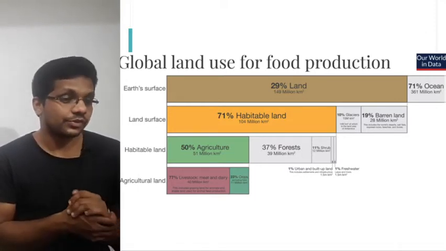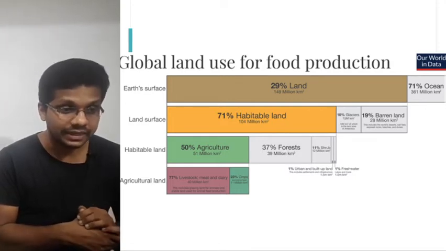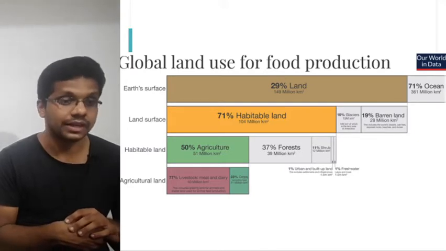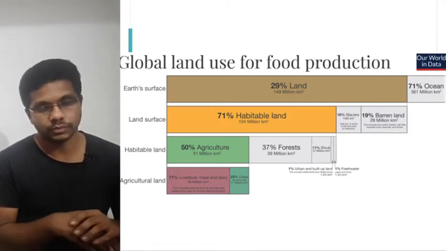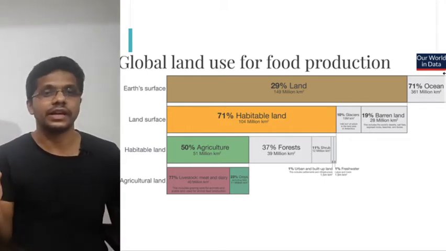Out of this 50% of agricultural land, 77% we are using for livestock, meat, and dairy, and 23% we are using for crop production of different crops. So this is the global scenario of land usage.